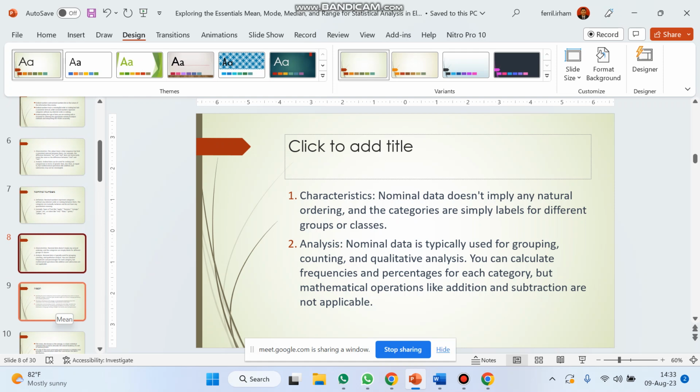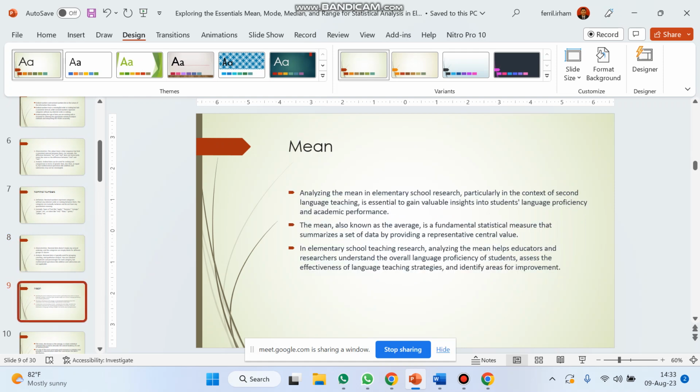So let's discuss the first topic, mean. Analyzing the mean in elementary school research, particularly in the context of second language teaching, is essential to gain valuable insight into students' language proficiency and academic performances. In elementary school teaching research, analyzing the mean helps educators and researchers understand the overall language proficiency of students, assess the effectiveness of language teaching strategies, and identify areas of improvement.